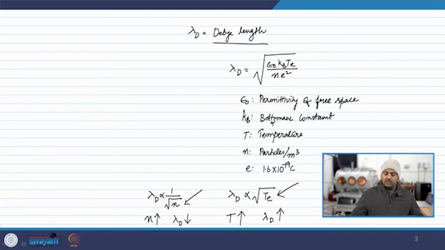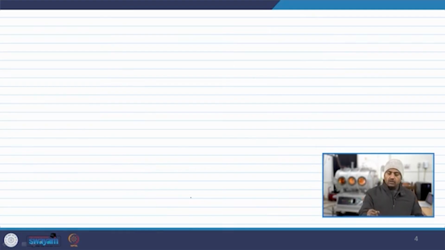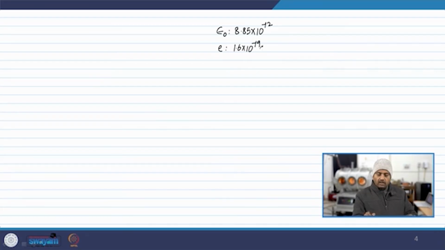So, the remaining parameters, kB, T, kB, epsilon naught and e square, are constants. We know their values. For example, epsilon naught is 8.85 times 10 to the power of minus 12. The charge of an electron is 1.6 times 10 to the power of minus 19 coulombs, and the Boltzmann constant kB is 1.38 times 10 to the power of minus 23 joule per Kelvin.